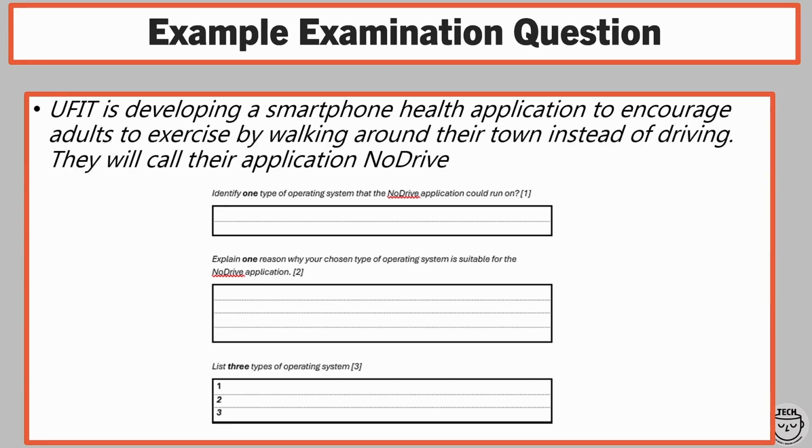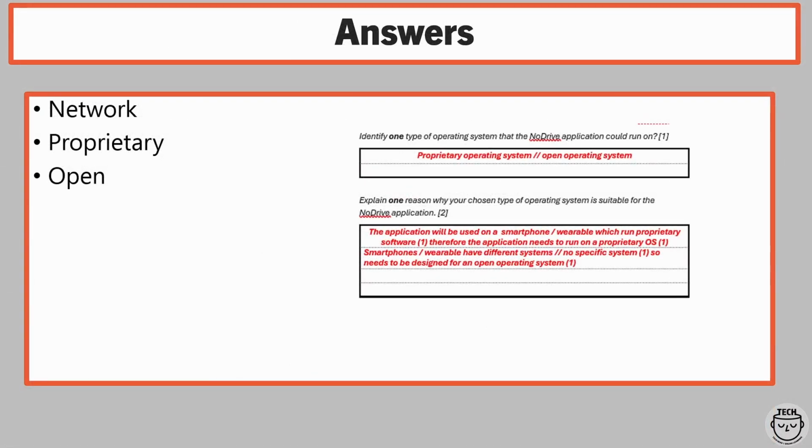So for the answers, the 3 types are network, proprietary, and open, so you can tick those off. One type of operating system, I've gone for proprietary or open. Network doesn't really make sense, so open could be Android, proprietary could be iOS. What is my reasoning? If it's going to be used on a smartphone or a wearable that has proprietary software on, it needs to be able to run on that proprietary operating system. It might not have a specific system, so it might need to be designed for an open one like Android or something else. And there we go.